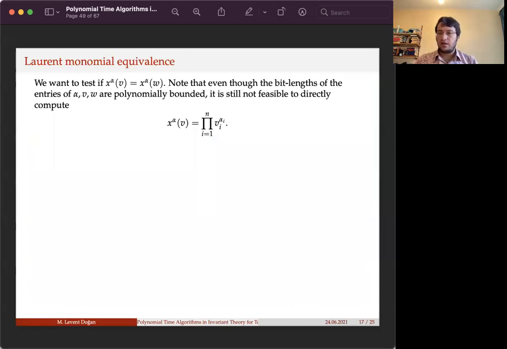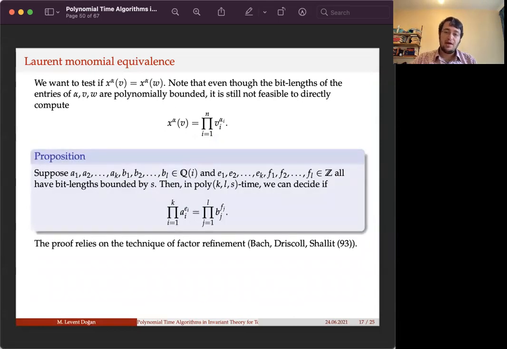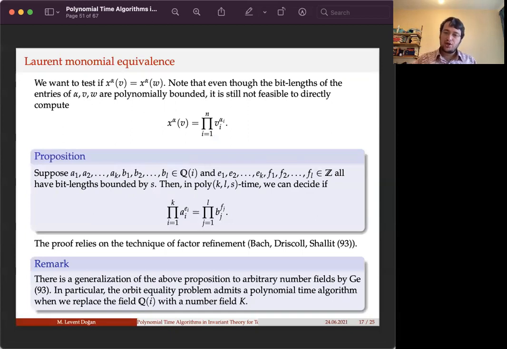Okay, now let's explain checking Laurent monomial equivalence. Of course, it is not feasible to actually evaluate this Laurent monomial. If the bit length of V is B, and the bit length of the exponent is again B, then the number is on the order of 2 to the B to the 2 to the B, which is exponentially large. Still, it is possible to check if two Laurent monomials are the same. The proposition relies on the technique of factor refinement. You pick something from the left, something from the right, take the greatest common divisor, divide it out, and repeat. I will not explain the details, but let me mention that there is a generalization of the proposition to arbitrary number fields by Guy. In particular, we can also decide orbit equality in polynomial time if the entries of the vectors are given from some fixed number field K.